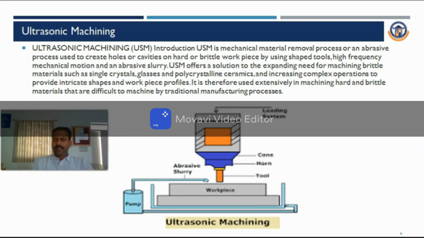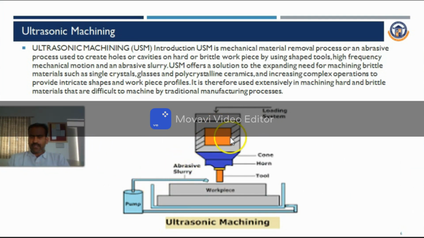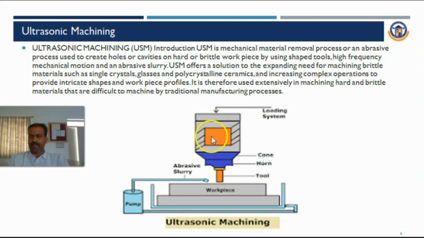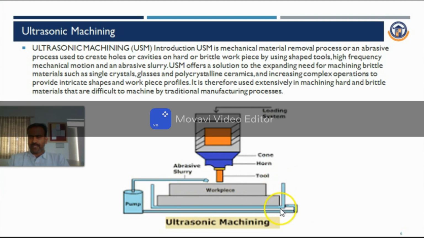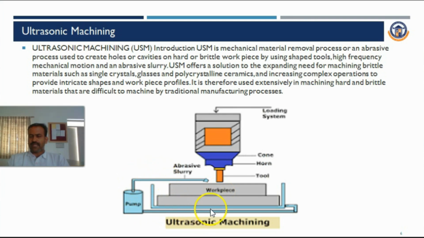You see, this is the ultrasonic machining process equipment. The top one is the cone loading system. That is the abrasive particles loading system. Then on the right it's connected to the horn. After that, the tool is connected to the horn. The bottom one is the workpiece table. Above the table we are fixing the workpiece. Then a pump is used to pump the abrasive slurry from the tank to the workpiece.